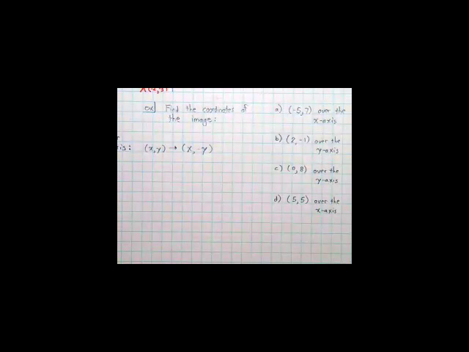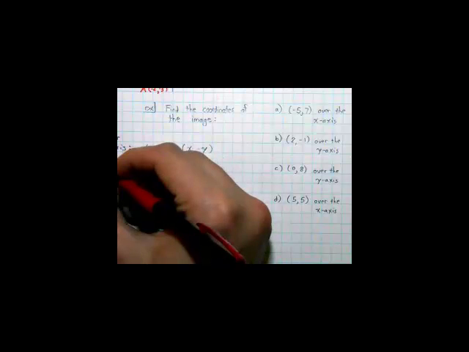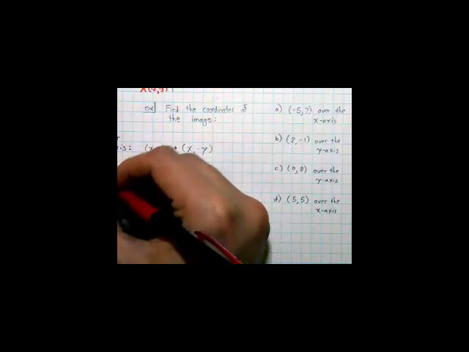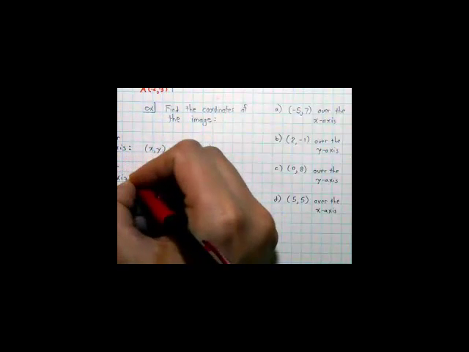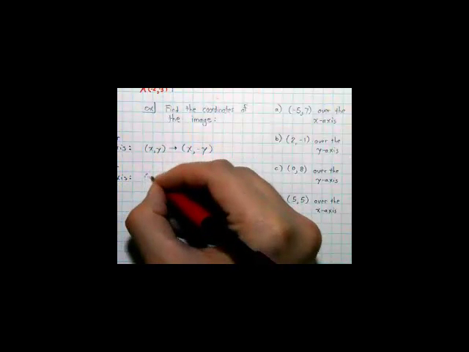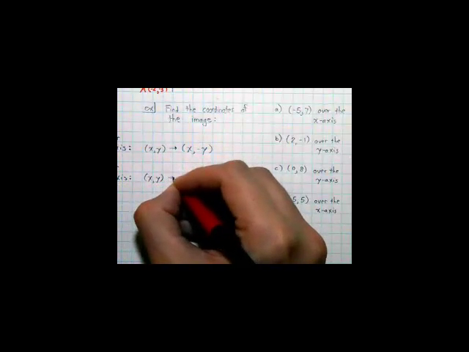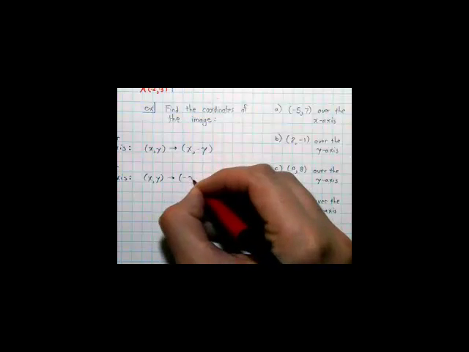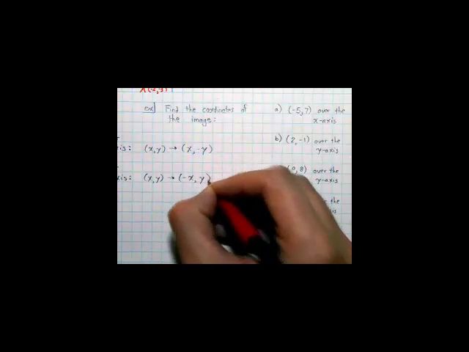Okay, and they might ask you to do that at some point. So I would write this down if you haven't yet. So over the x-axis, x, y goes to x, negative y. And then over the y-axis, it's the same kind of thing, x, y, except this time the x changes sign and y doesn't. So it looks like that.